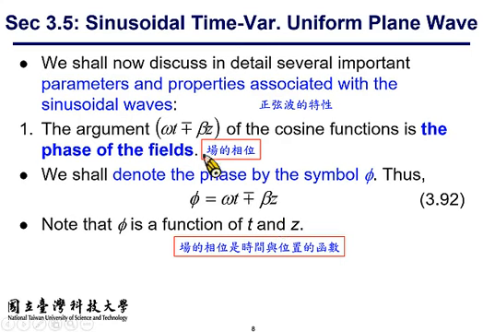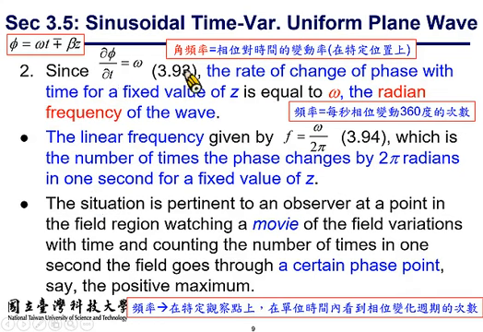The argument, as I already stressed, should include both a description for time and space, or position. So it's in the form of omega t minus or plus beta z. The whole argument is sometimes abbreviated as phi for the function. The time derivative of the argument phi is your angular frequency, omega, which is a multiple of frequency, 2 pi, the number of radians within one period.